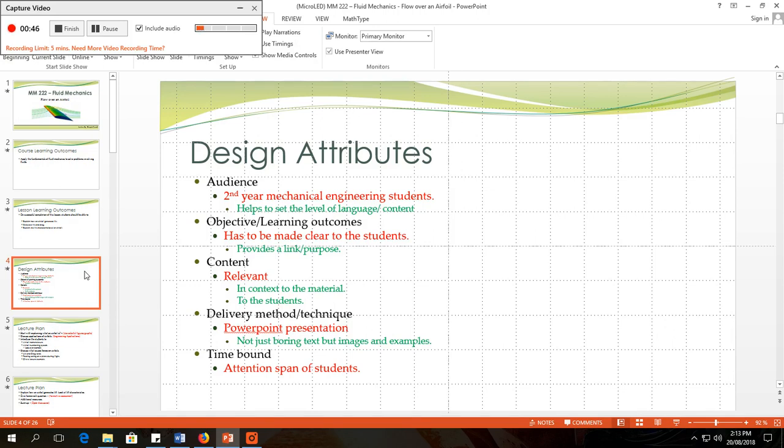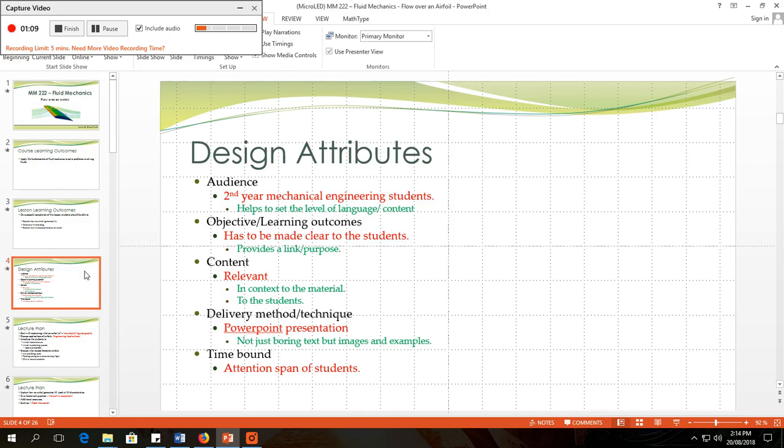The first one is audience. So the audience is my second year mechanical engineering students. If I identify my audience, it helps me to set the level of language as well as the content. Since they will be introduced to this topic for the very first time, it is important the level at which the content is delivered is appropriate to them, as well as the language that is used.